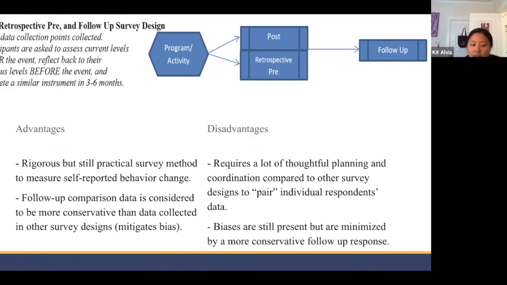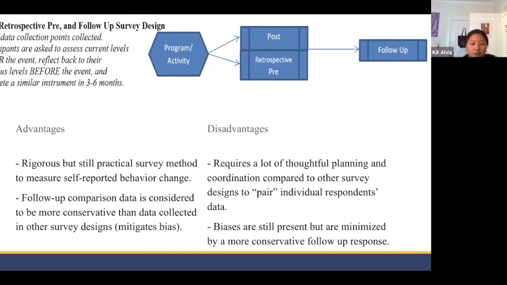The idea is it mitigates bias. At the end of a training, you might be really excited, really motivated. You have all this intent to change behaviors, but 6 months later, life happens, and when asked if you were actually able to implement the behaviors, you can state that maybe you didn't actually get to do those things. Every time I have done this, the retrospective pre is kind of low, and then the post jumps up really, really high. And then when I do the follow-up, it drops down a little bit, but it's usually still higher than the retrospective pre.